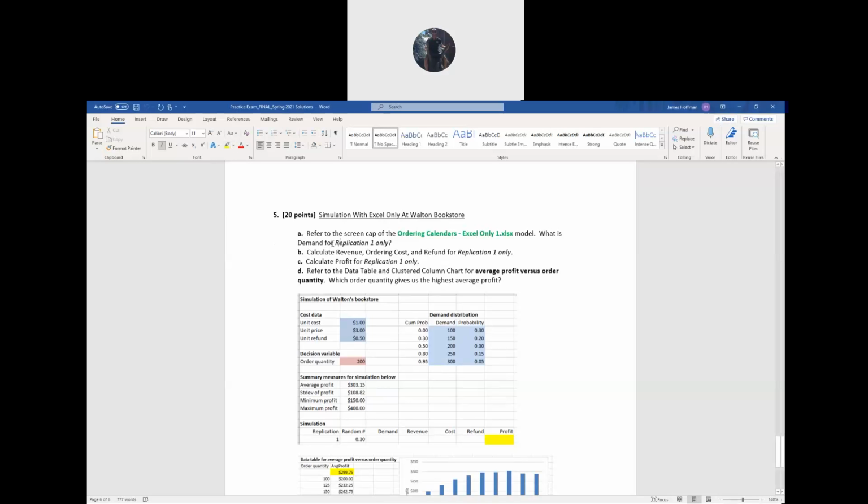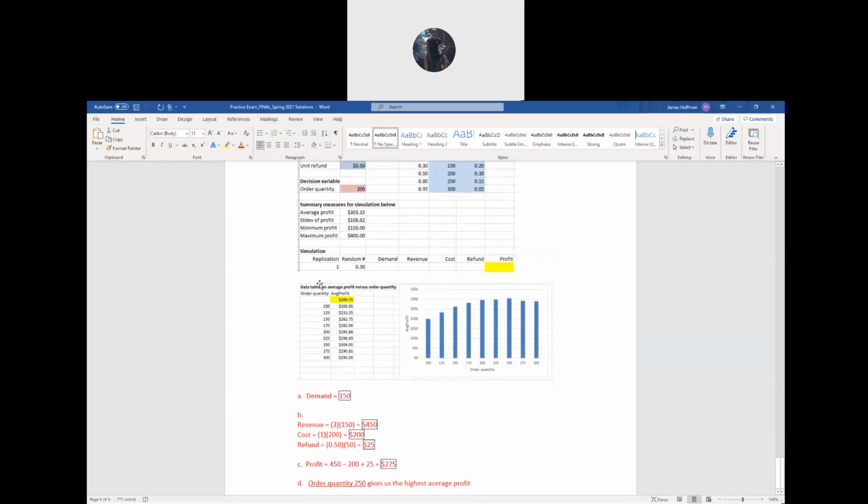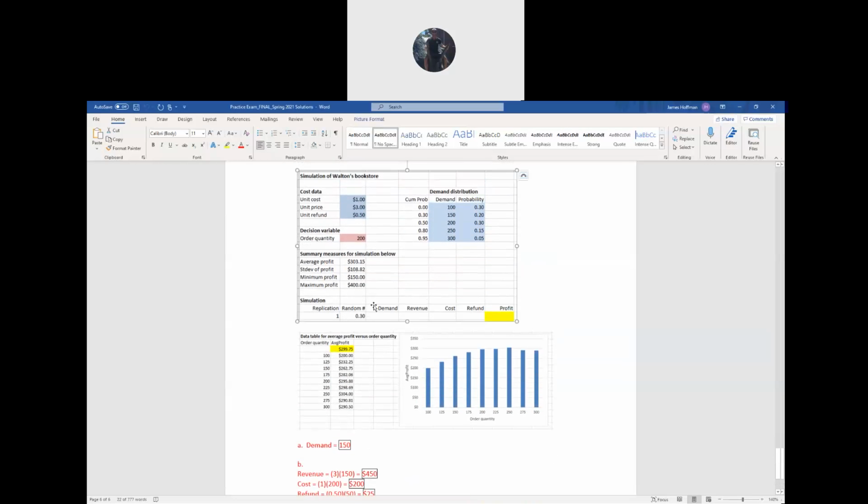What's the demand for replication 1 only? All right. So again, in the first screen cap, look at the random number and report the demand based on the demand distribution that goes along with that random number.